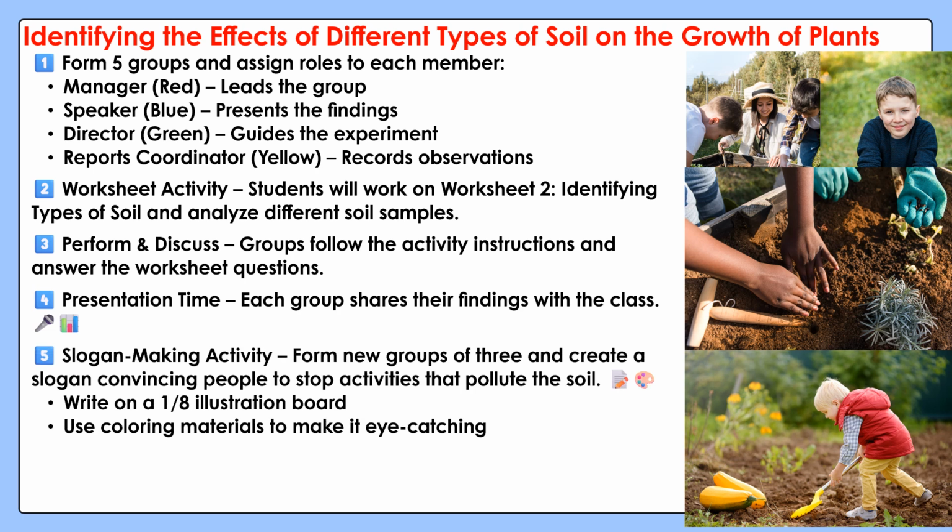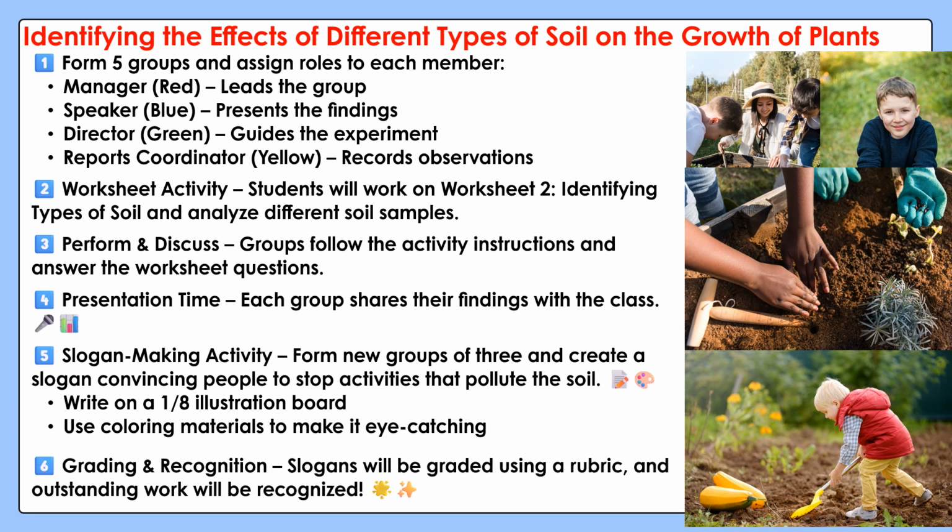Slogan making activity. Form new groups of 3 and create a slogan convincing people to stop activities that pollute the soil. Write on a 1/8 illustration board. Use coloring materials to make it eye-catching. And grading and recognition. Slogans will be graded using a rubric and outstanding work will be recognized.